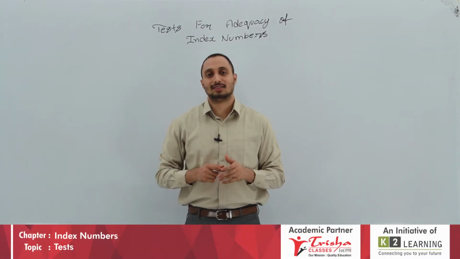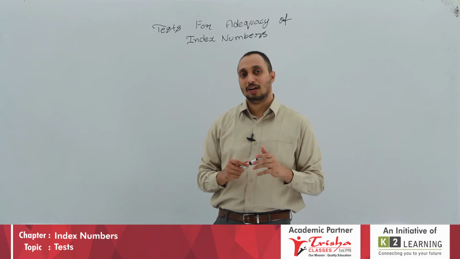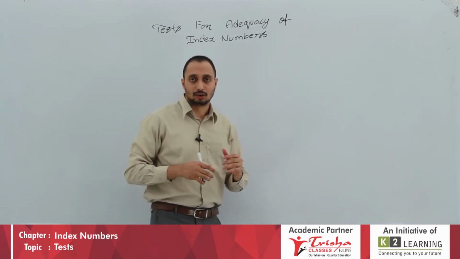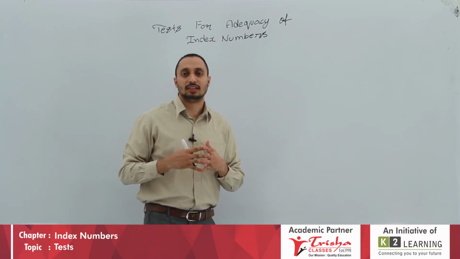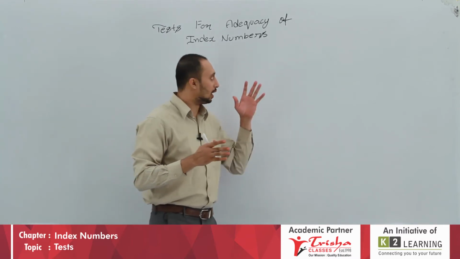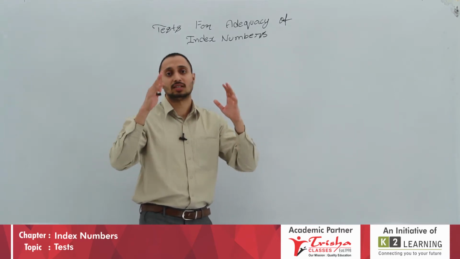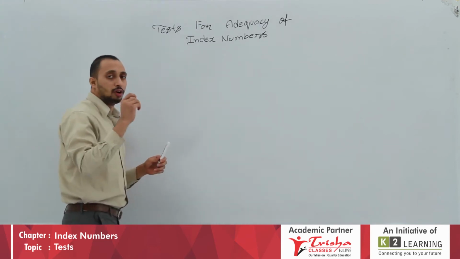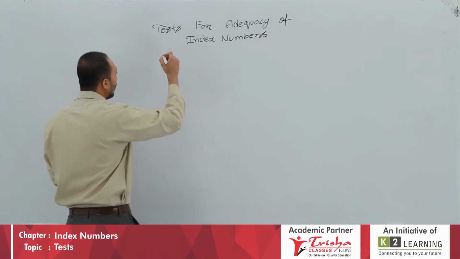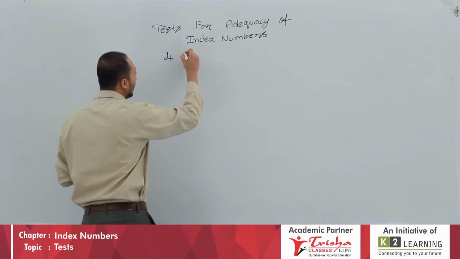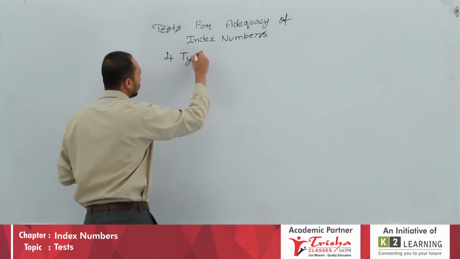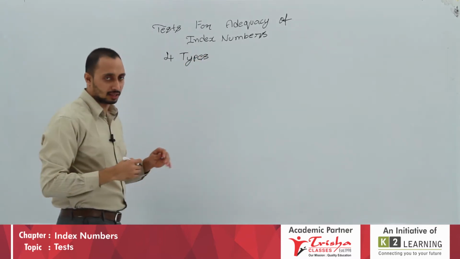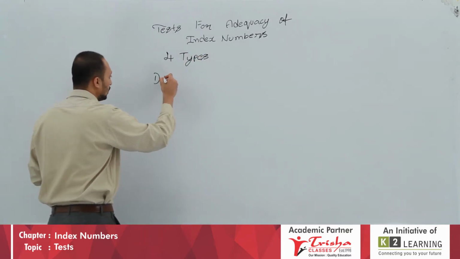After learning all these formulas, now it is time to check which formula is good for the index number chapter. We have to do adequate tests to check which formula is more appropriate, or which is the best formula out of all the index number formulas. For that, we have to do 4 different kinds of tests. Starting from the first one, the unit test.